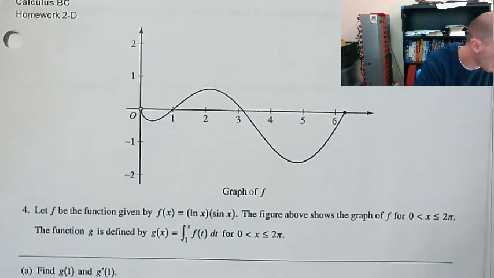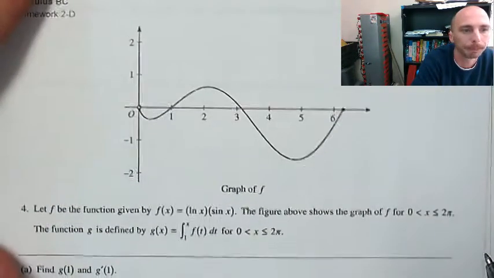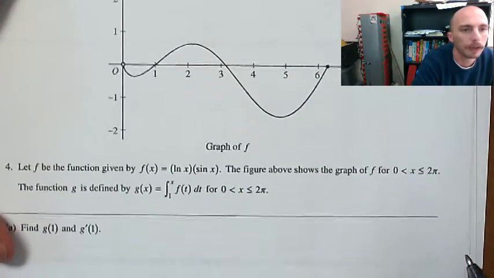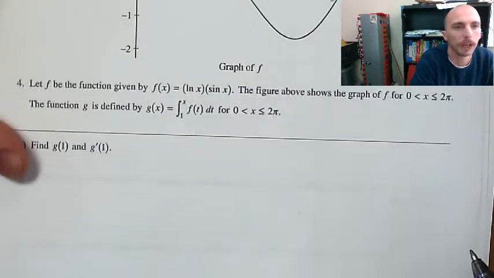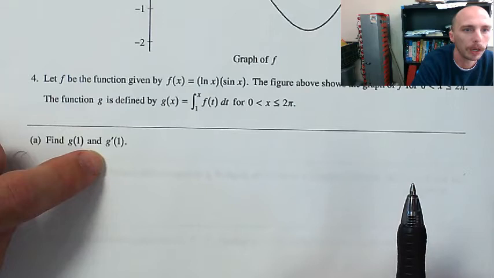We've got a graph of a function. It says f of x is log of x times sine of x. And they're giving us the graph of this function for 0 to 2 pi. And g is then an antiderivative for f. All right, so find g of 1 and g prime of 1.